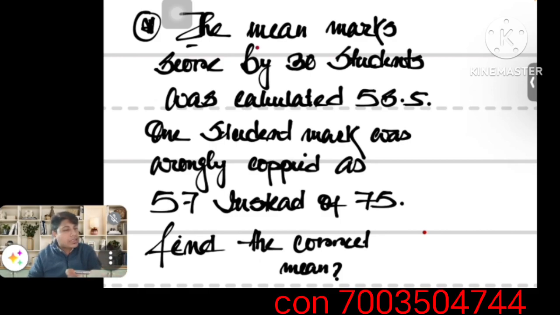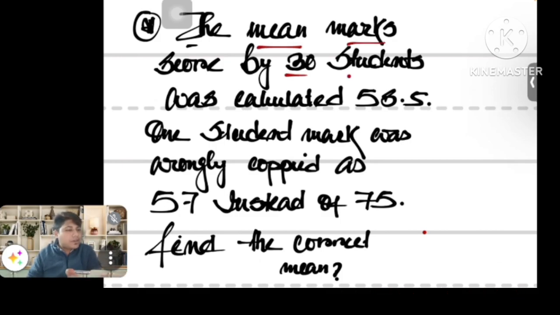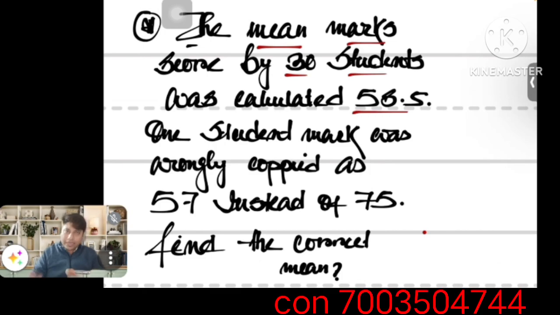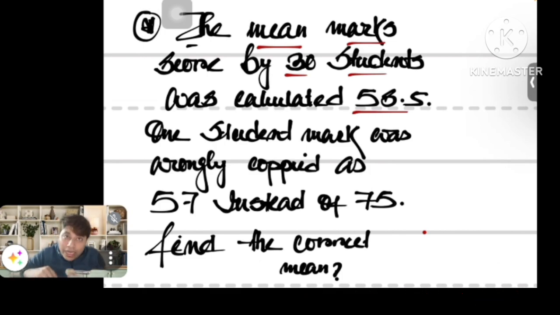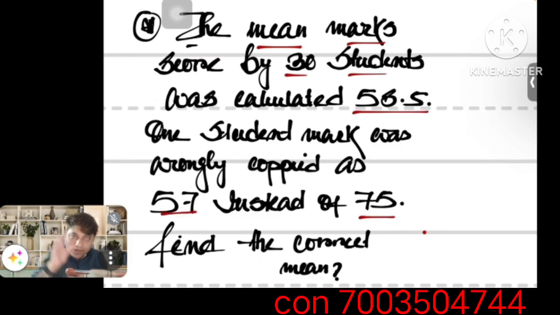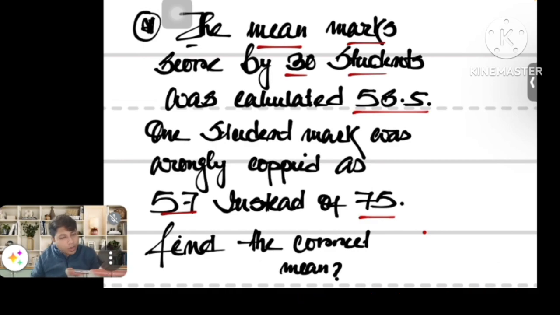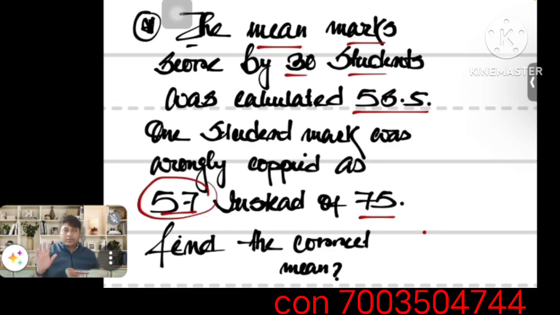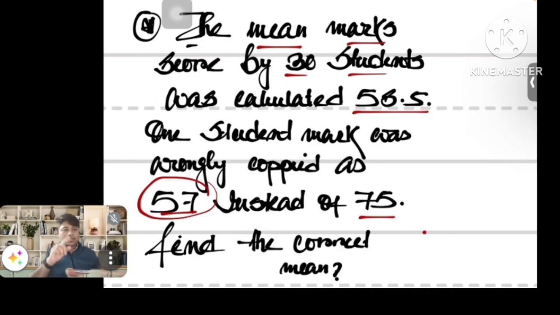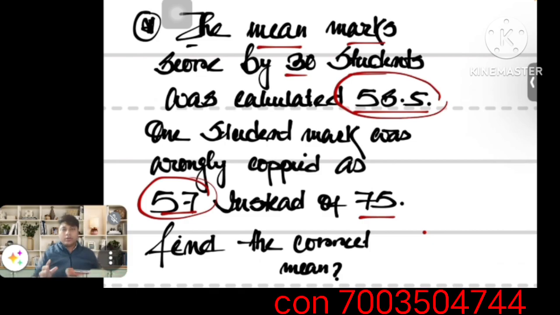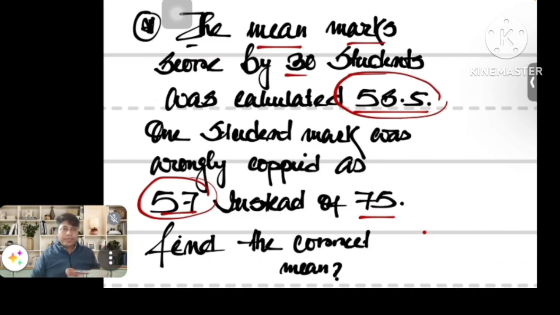What is given? The mean marks of 30 students is 58.5, right, in an examination. One student's mark was wrongly copied as 57 instead of 75. Means the actual mark should be 75, but it was copied wrongly as 57. Find the correct mean. Students, find the correct mean. Means this 58.5, the mean value that was given, was wrong because you wrongly copied a number.